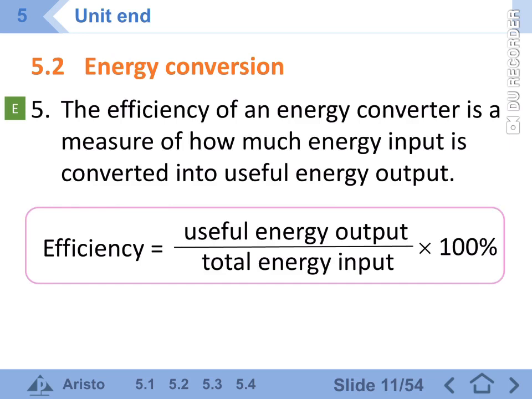Here you see a general equation. The efficiency is equal to the useful output energy over the total input, times 100%. If you remember from primary school, or next year in Form 2, you will recognize this equation. When we talk about percentage, we always use this kind of equation. The total amount is at the bottom as the denominator, and it is multiplied by 100% to give you the efficiency.